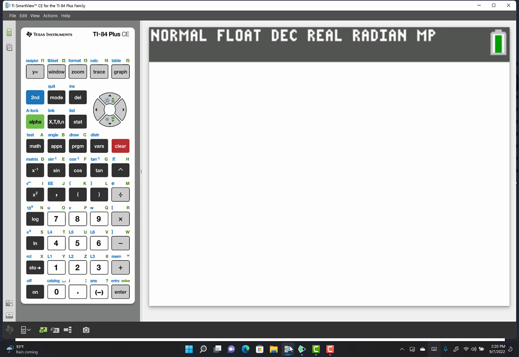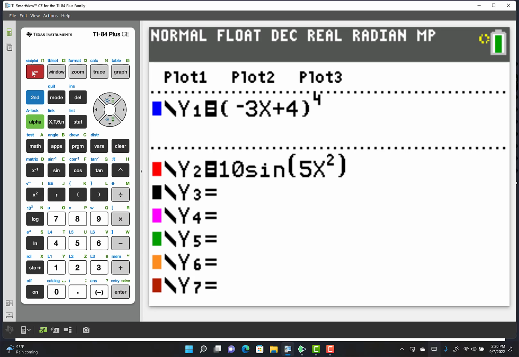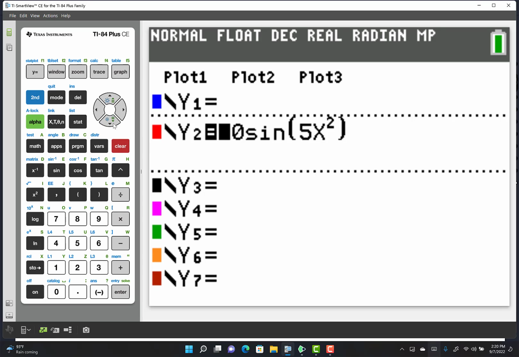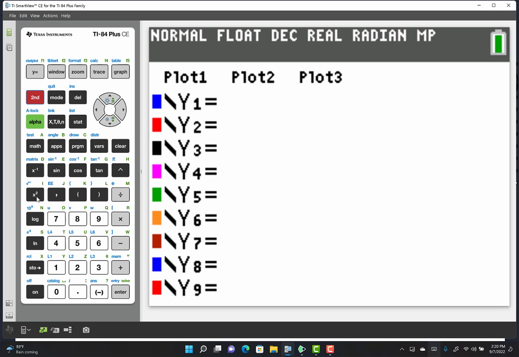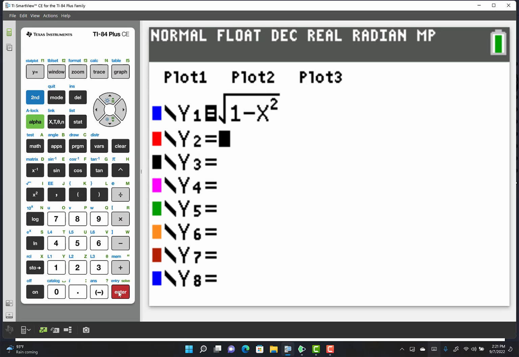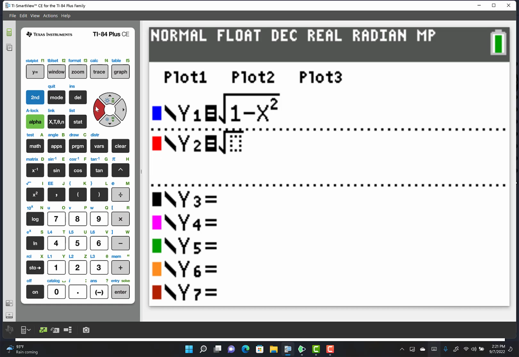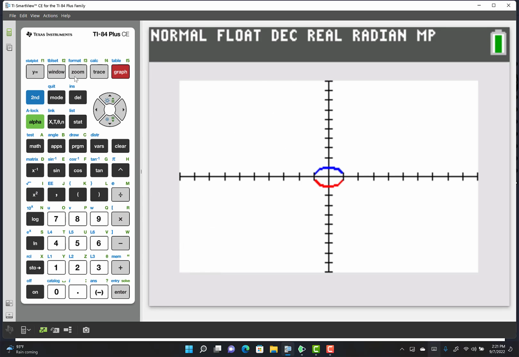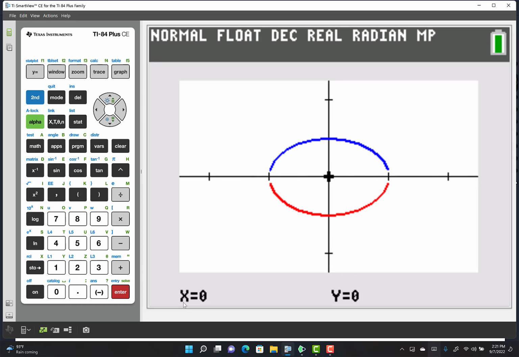Here's the calculator. I'm going to put it back. If I go to y equals, and I have some junk in there, let me clear it. And I type in square root of 1 minus x squared. And I go to the bottom one, and I got to put a negative in the front. Second, insert negative. And I go the same thing, 1 minus x squared. Notice the different colors, the blue and the red. And I push graph. Okay, let me zoom in on that. It looks like an ellipse, but it's a circle.